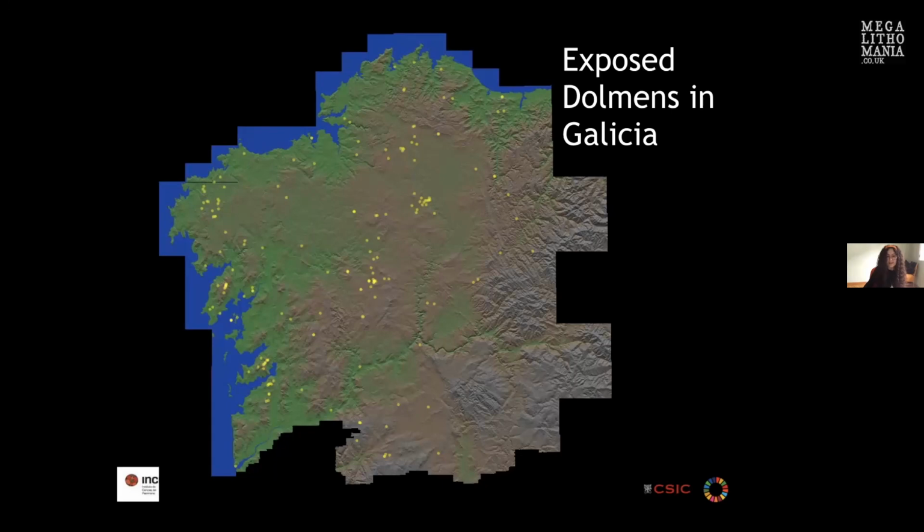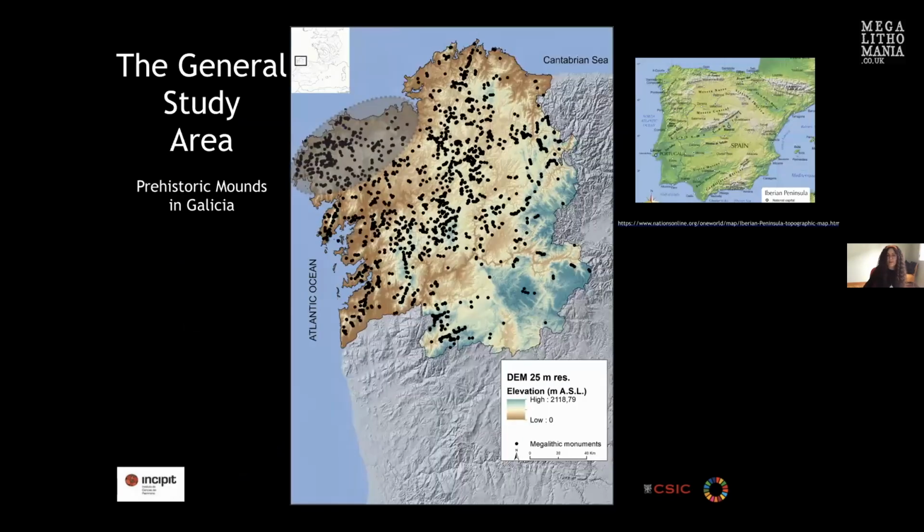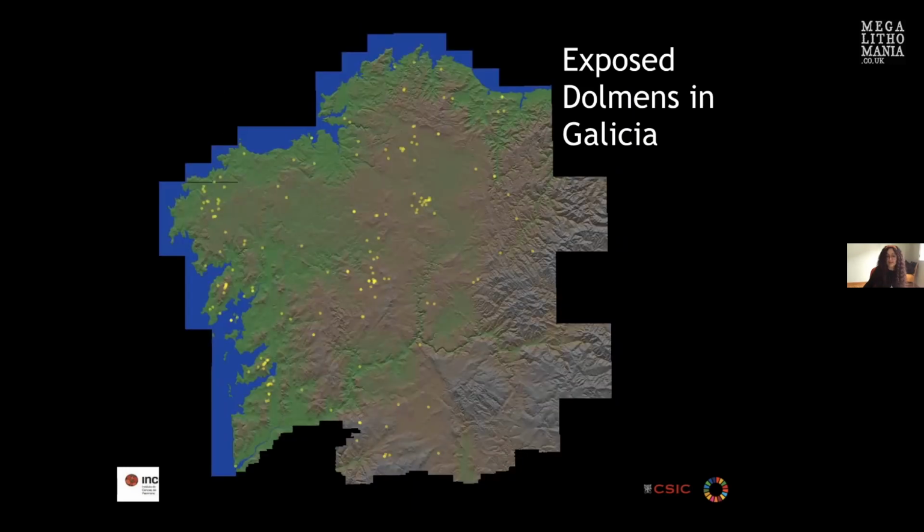So the study we're going to look at today really focuses on those yellow dots that are clustering together in a very, very western north area. And so I'll just go back on that map. See that greyed out area? The equivalent here, those exposed dolmens in that area.